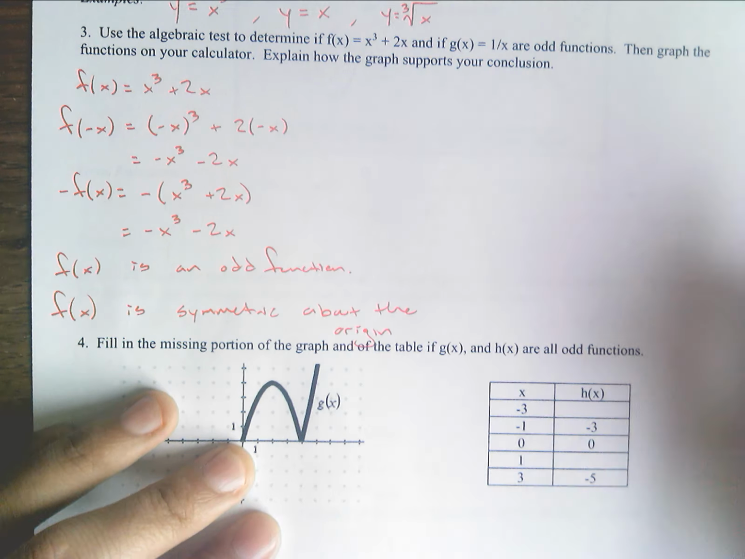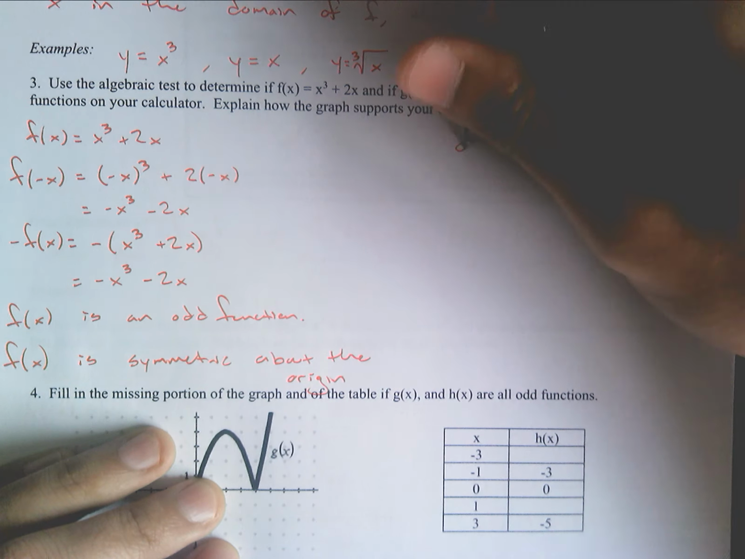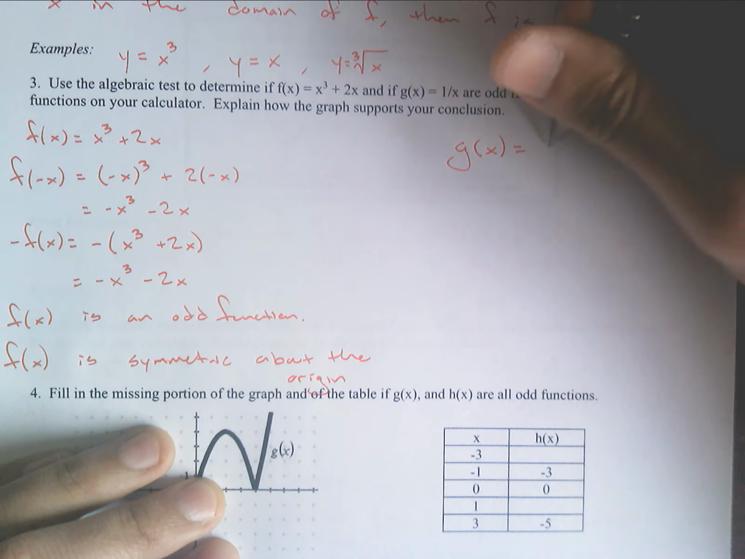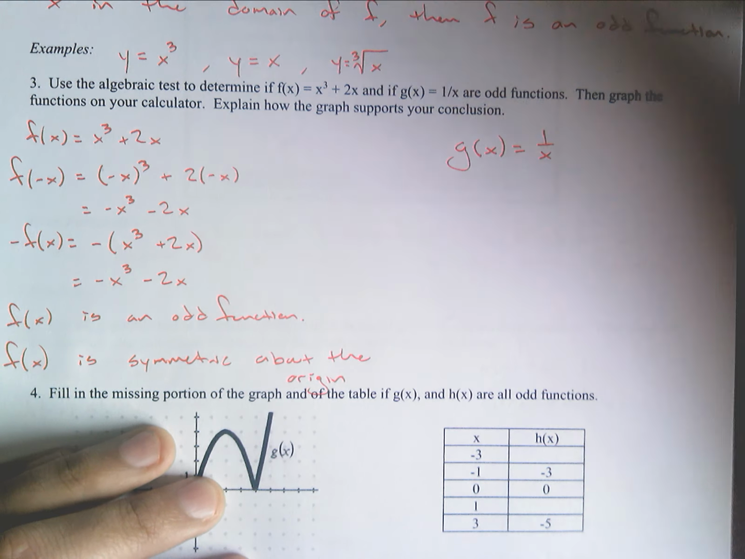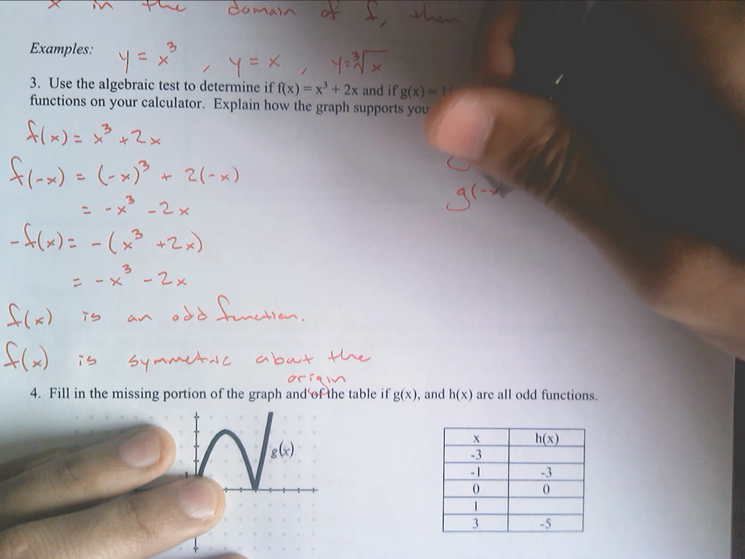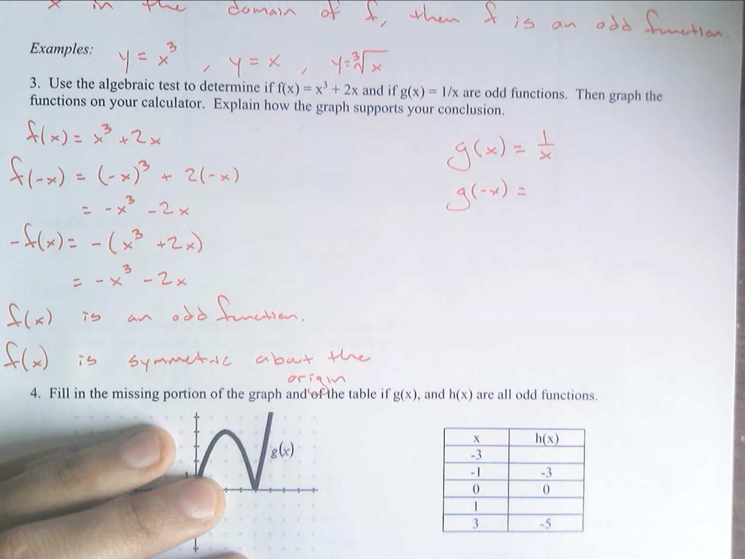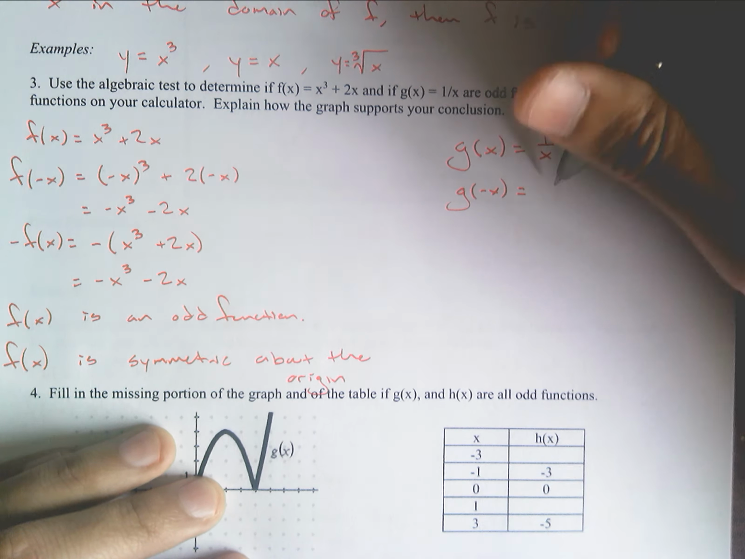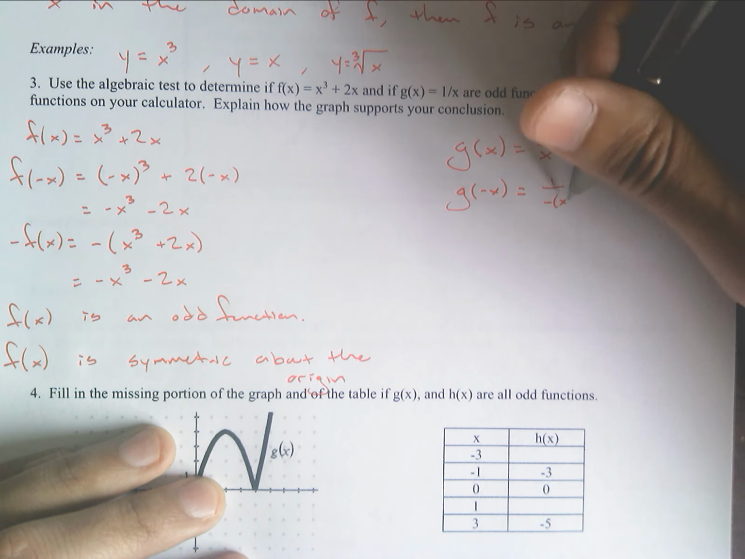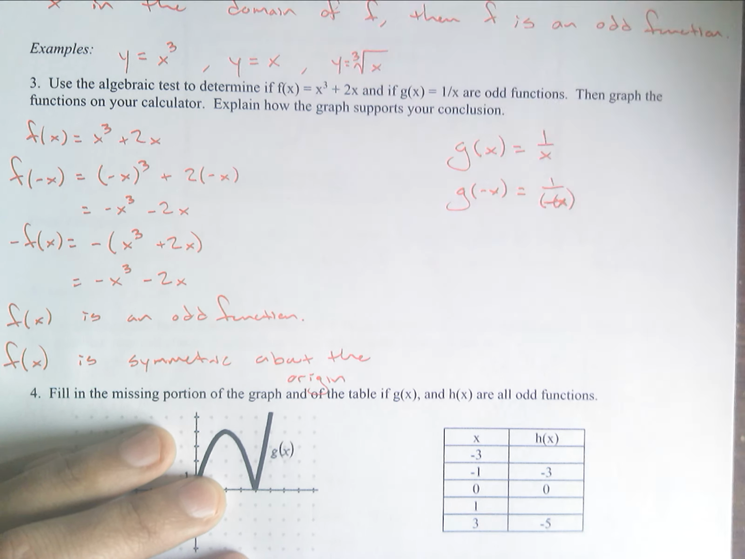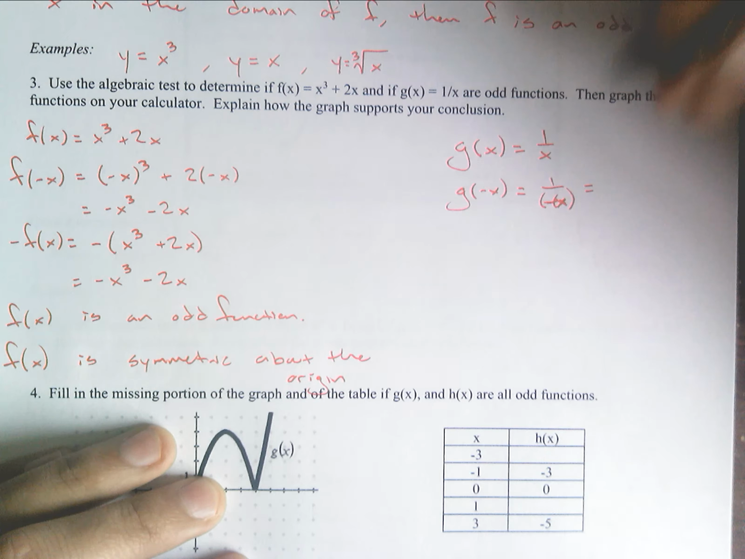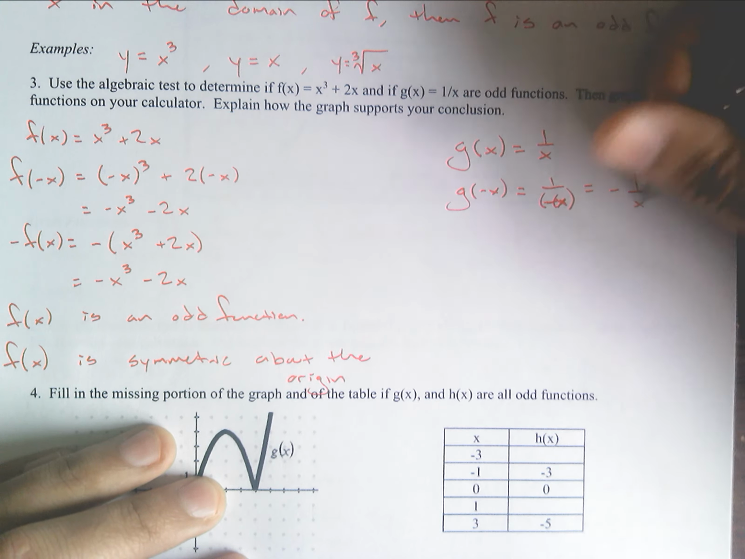Let's try for g of x. So g of x is our reciprocal function, 1 over x. So then we need to find g of negative x. Okay, so we'll plug in negative x. So we have 1 over negative x. Okay, we can bring that negative on the outside. So we have negative 1 over x.